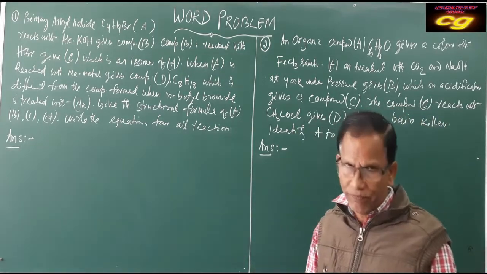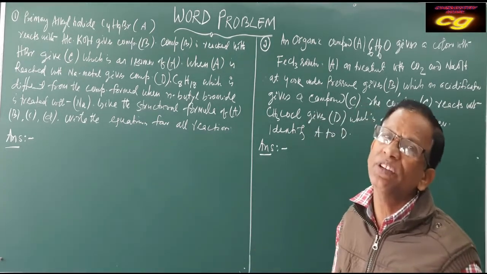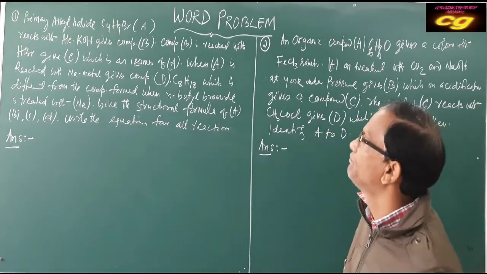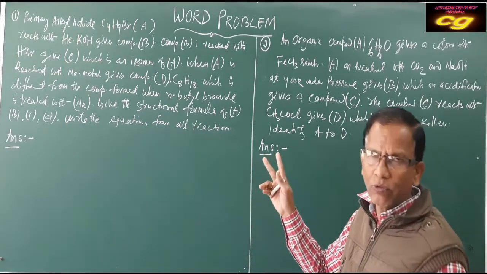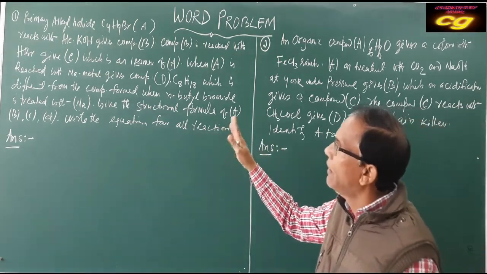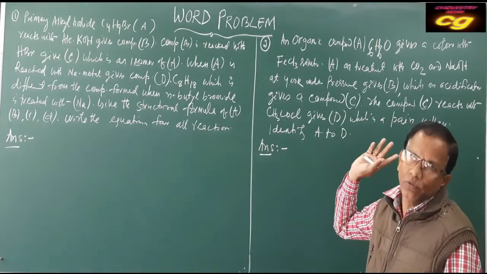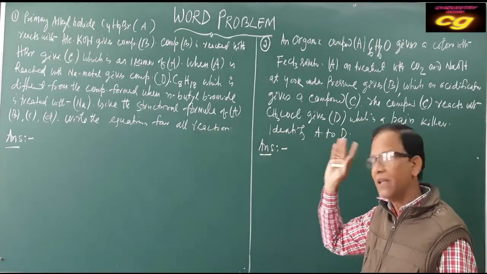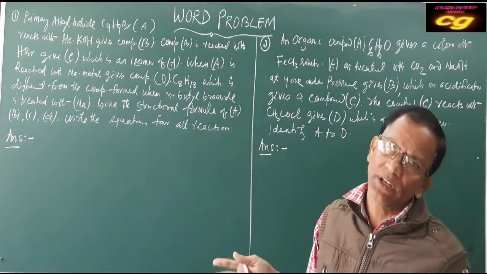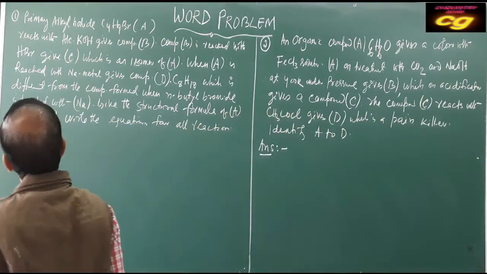Indirect, twisted questions will be given. On the basis of that data, we will derive the formula and the structure of the compound; that is called a word problem. Today we are going to discuss only two word problems, one from haloalkane and arene, another from alcohol, phenol and ether. In the next class we will discuss the remaining aldehyde, ketone, acids and the nitrogen family, that is amines. So let us start. What is the problem given?